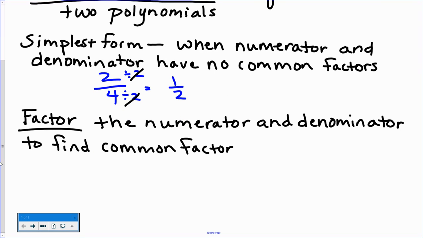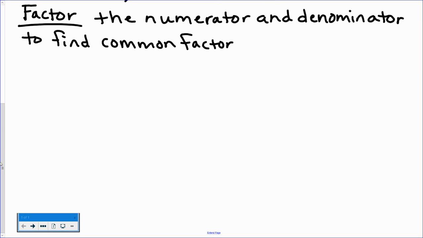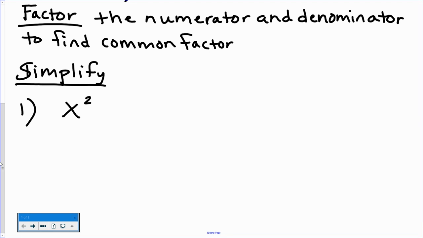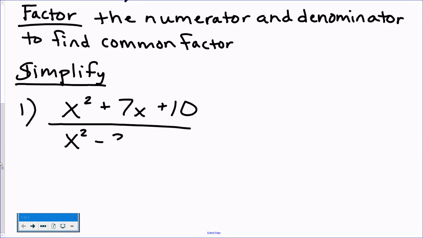All right, so we'll look at an example here. I want you to simplify x squared plus 7x plus 10 divided by x squared minus 3x minus 10. Okay, so this would be a rational expression. I've got a polynomial in the numerator and a polynomial in the denominator.